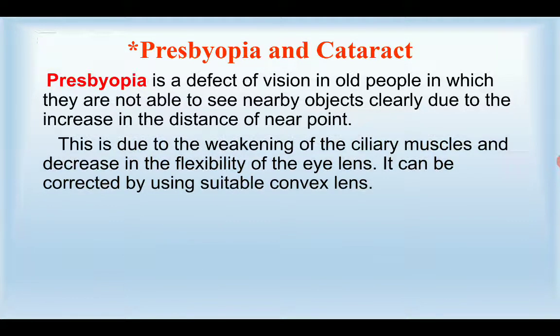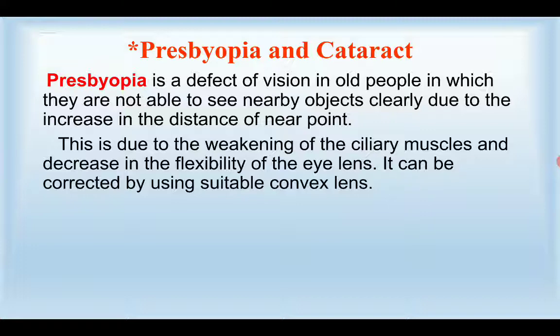This is happening due to the weakening of the ciliary muscles and decrease in the flexibility of the eye lens. When the ciliary muscles are weakened, they are not able to increase or decrease the focal length or the aperture of the eye lens. It can be corrected by using a suitable convex lens, or a combination of convex and concave lens, that is by using a suitable bifocal lens.